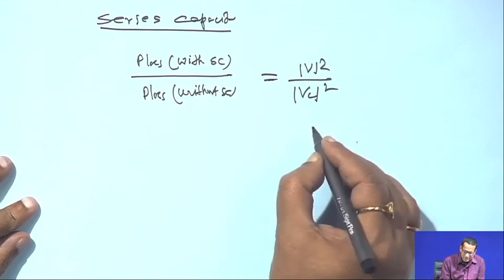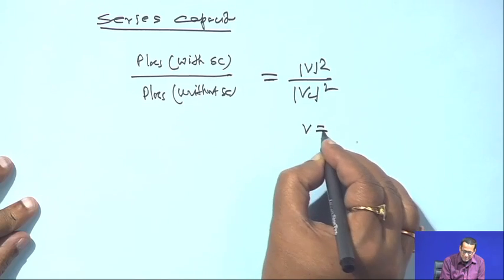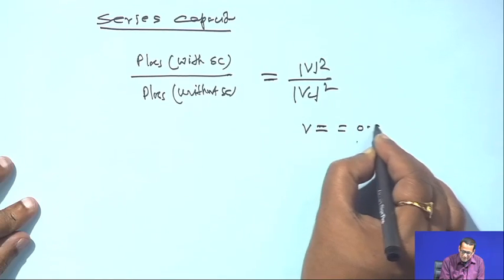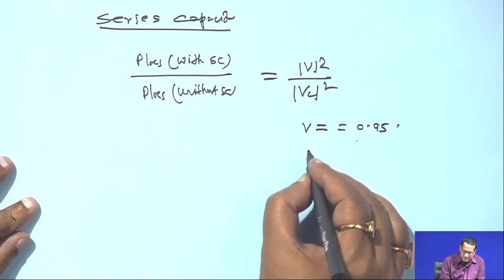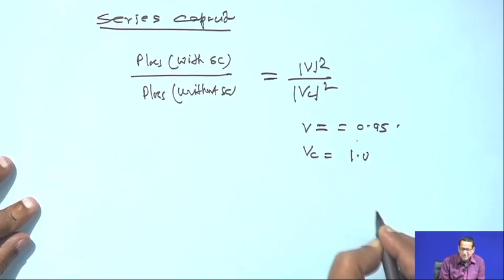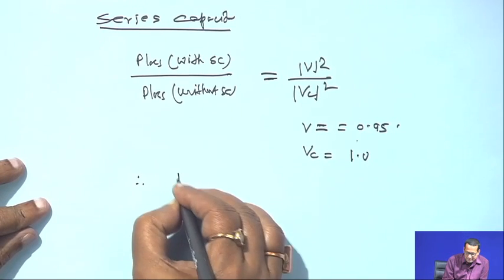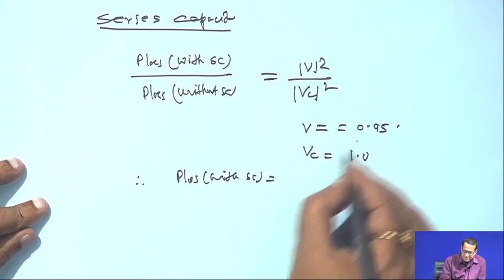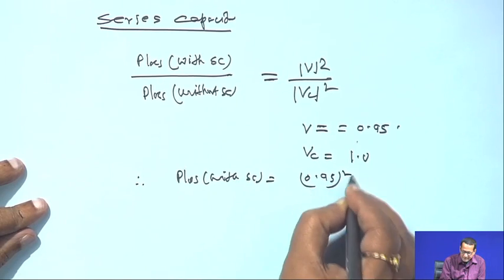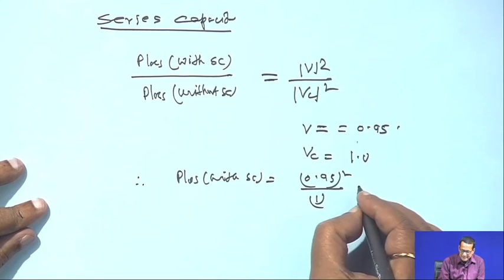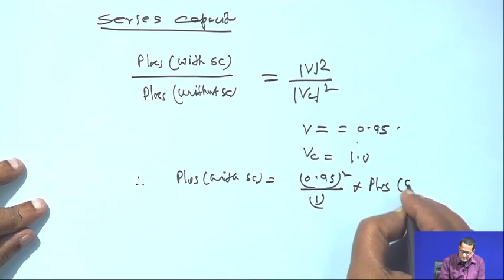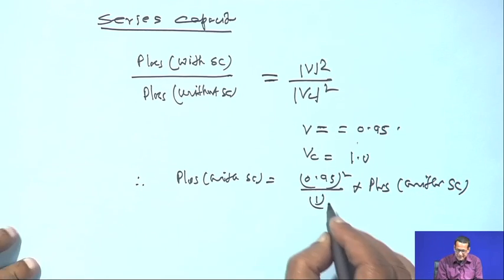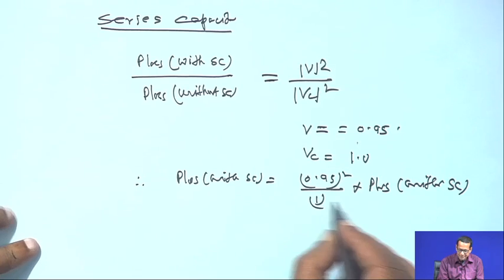Just for the purpose of understanding, suppose the voltage without the capacitor is V, say 0.95, and after placing the capacitor you got 1.0. That means the P loss with the series capacitor will be, with the voltage improved because of the capacitor, 1 into the P loss without the series capacitor, because it is inversely proportional. So, naturally 0.95 square, whatever will come.